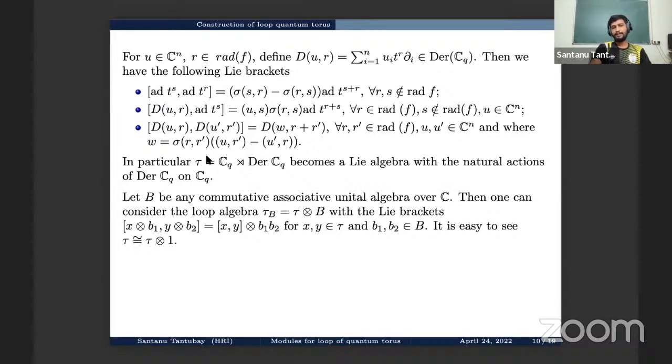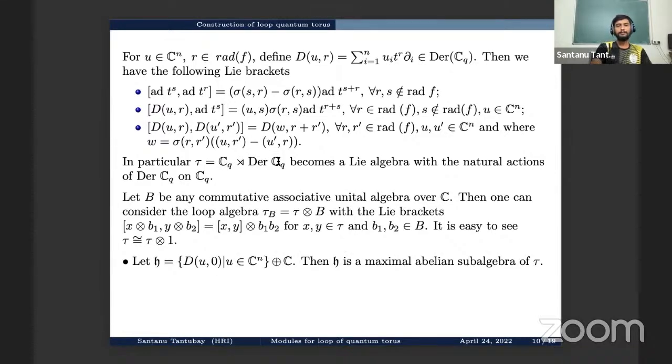Now suppose B is any commutative associative unital algebra over C, and then one can consider the loop algebra tau tensor B, which is just tau tensored with B with the Lie brackets. So the Lie bracket of x tensor b1, y tensor b2 is just the Lie bracket of x, y tensor b1 b2, and one can check that tau is isomorphic to tau tensor 1. Tau is the Lie algebra, this one, CQ semidirect sum del CQ.